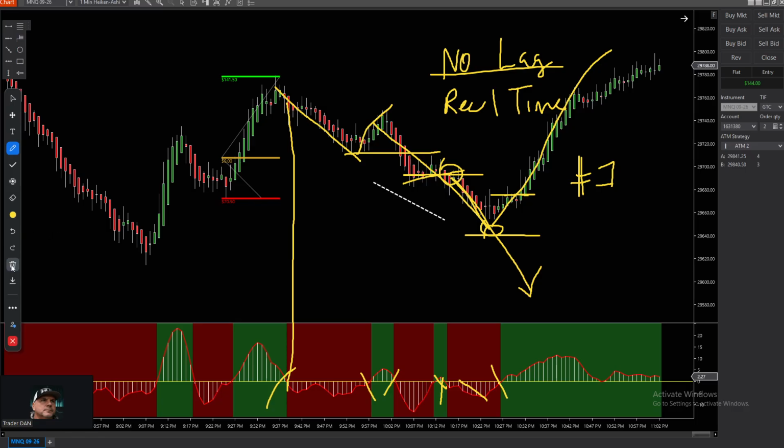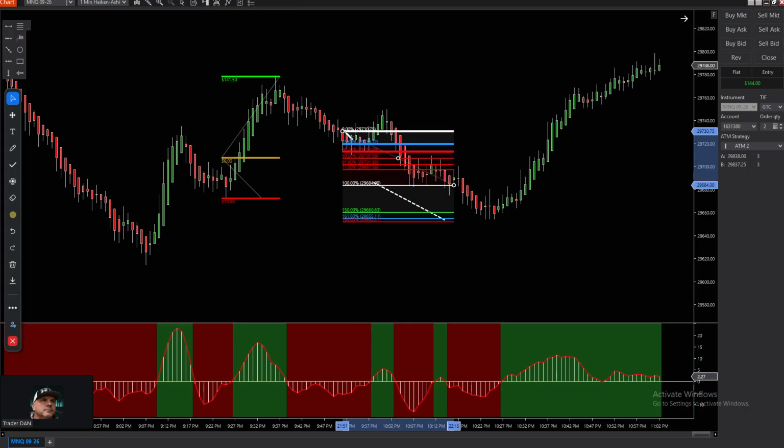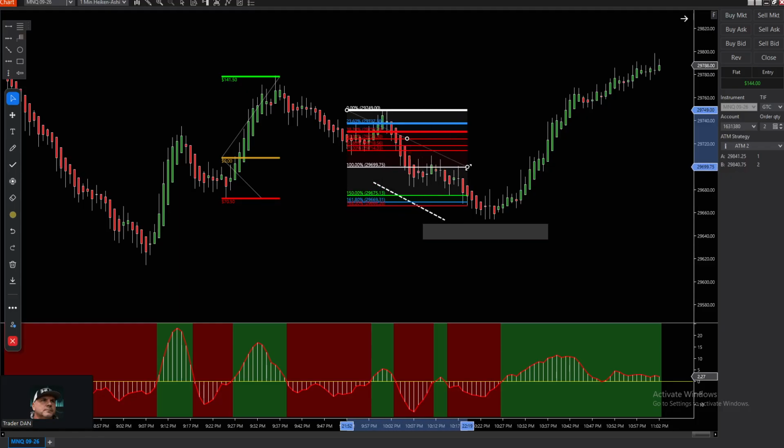If you're pulling fibs, I'm just going to show you. And I also have a fib video for you to look at. But if you pull fibs, because these are my fibs, I made these fibs. They're not Ninja Trader's fibs. The ideal target, where's the first candle that breaks a low? Right here.